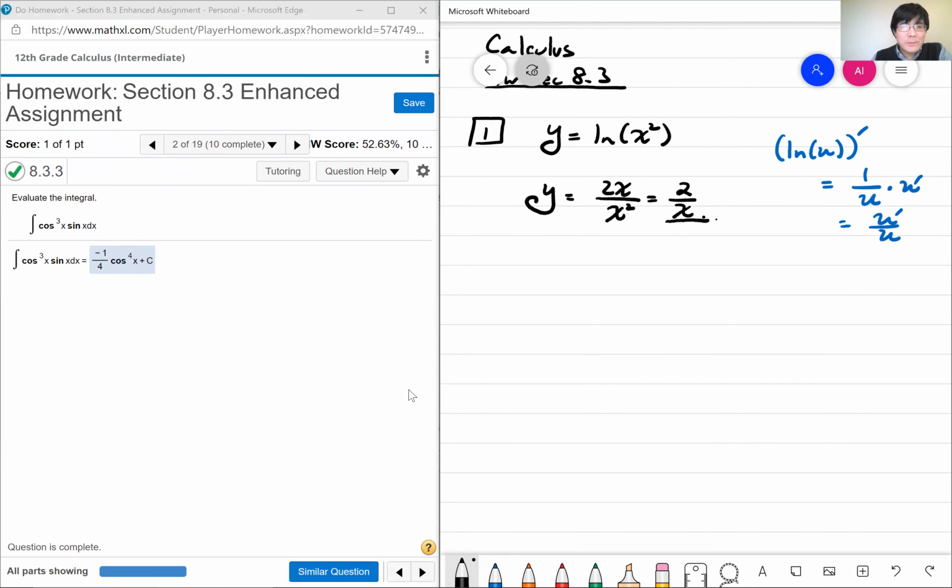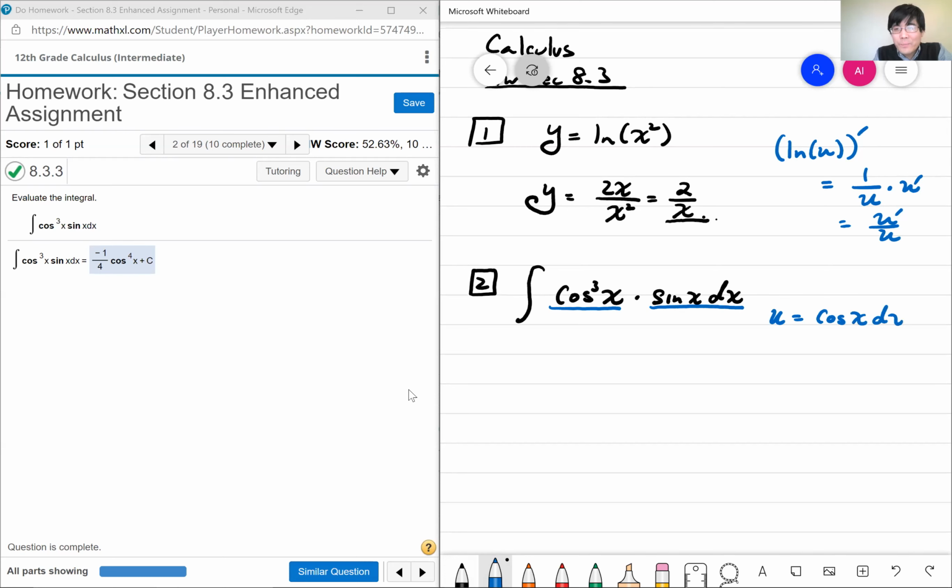Okay, next one is the integral of the product of cosines and sines: cosine x cubed times sine x dx. The good thing is this one has only a single sine and the rest is cosine. So let u is equal to cosine x. Then du is negative sine x dx.